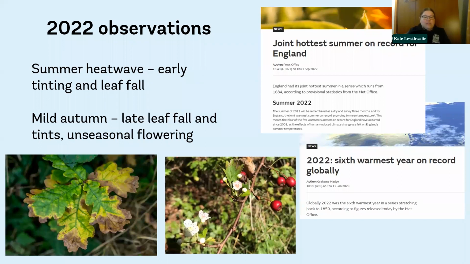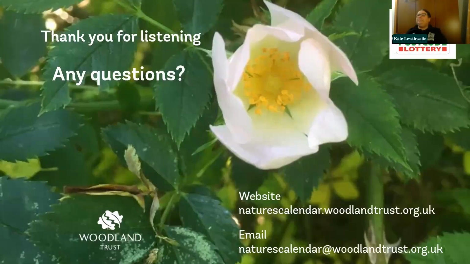The other thing that was notable about last year was we did get some records of unseasonal flowering. You can see a fruiting hawthorn in that picture at the bottom, but actually it's flushed some flowers as well. And we do see that from time to time, and that's known to be a sign that the tree or shrub is under stress when it's getting very confused about what season it's looking at. Okay.